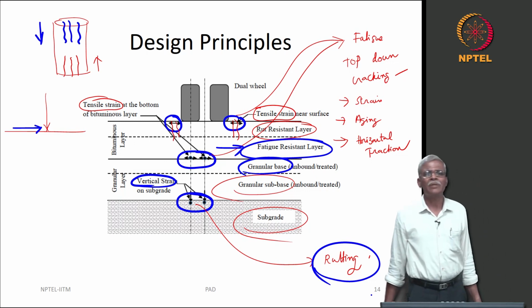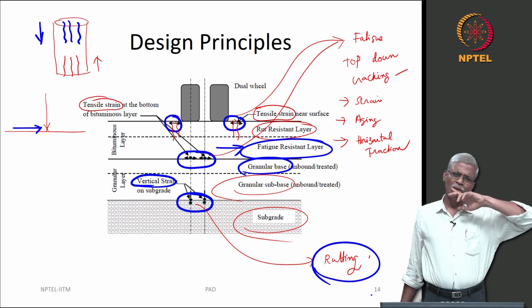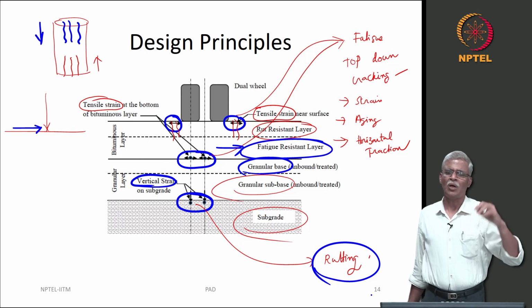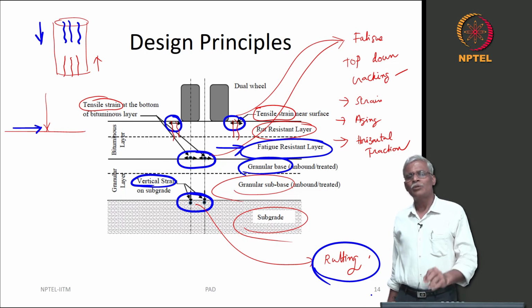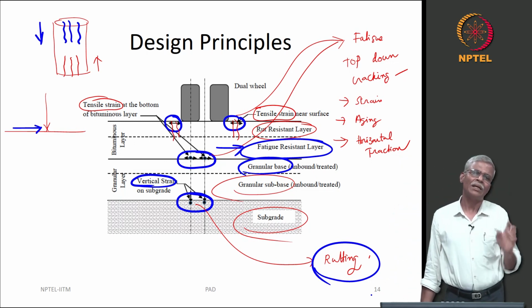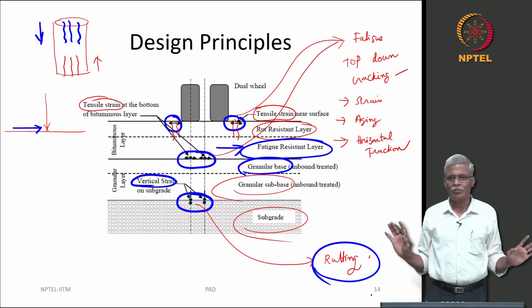Now, the important question that will come to your mind is, you are asking me to measure the vertical compressive strain on top of the subgrade and then you say that it is related to rutting. Then why is it that I see a rut resistance layer at the top? The idea is very simple.